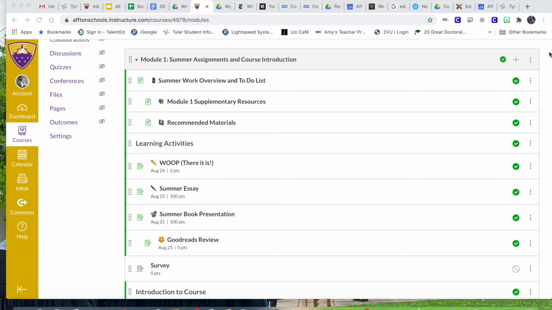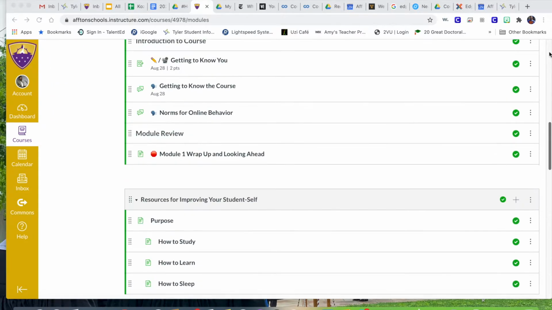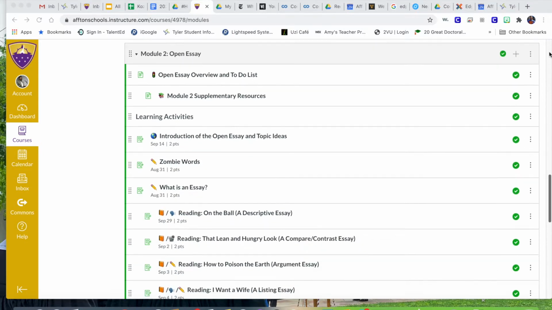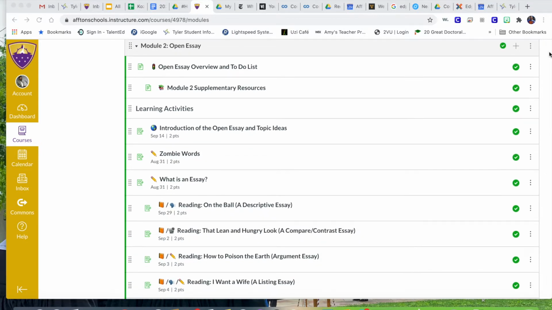Right. So as we enter into the course proper, into the content of the course, we are moving into Module 2. So I'm going to scroll down here to get to Module 2. And Module 2 is all about starting our journey towards nonfiction writing.